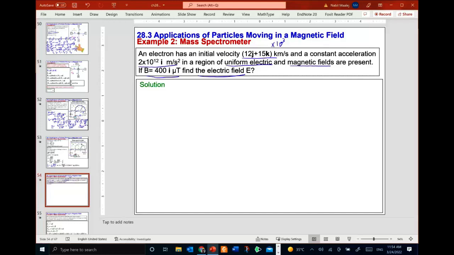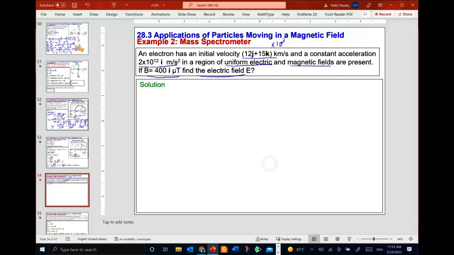So we have an electric field, a magnetic field. We're given the velocity vector, the acceleration vector, and the magnetic field vector. How do you solve this problem? So we have magnetic and electric fields acting at the same time. They have given us the acceleration. Immediately when you get acceleration, think about Newton's second law, F is equal to ma.